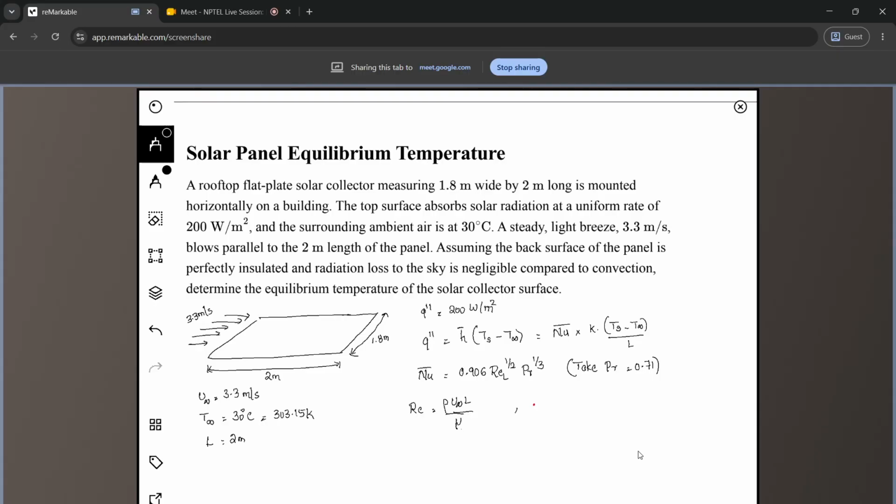For air, you can actually assume the density from the ideal gas equation. So density is pressure P, atmospheric pressure, times the molecular weight divided by the gas constant times temperature. You can just write the values here. So atmospheric pressure you can take as 101325 Pascal.